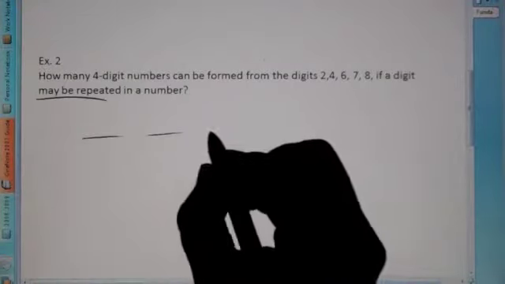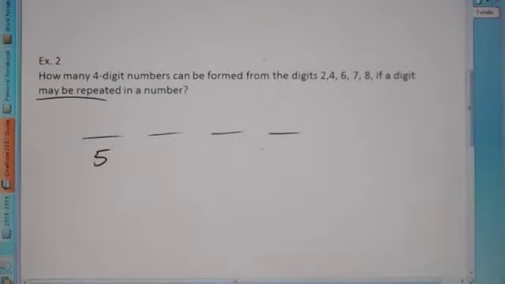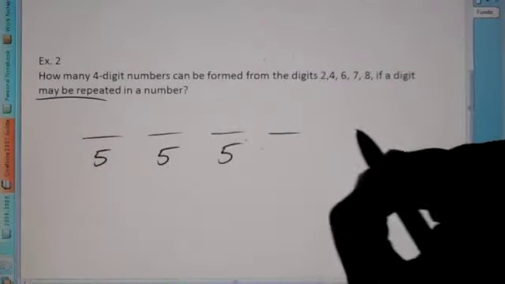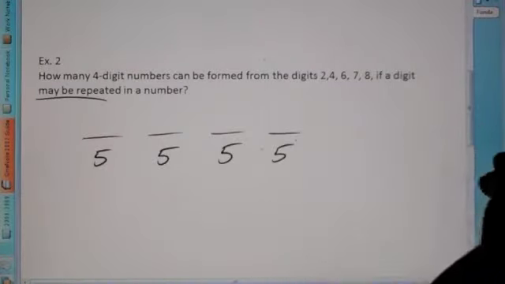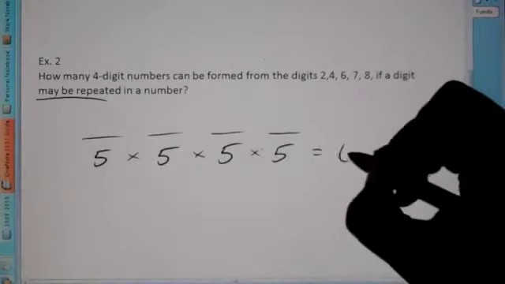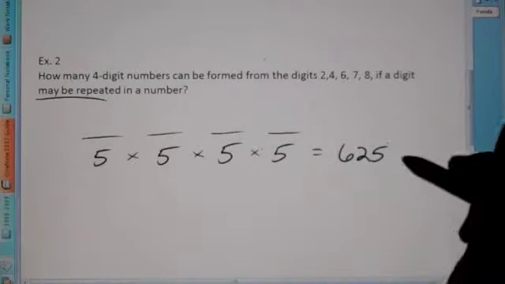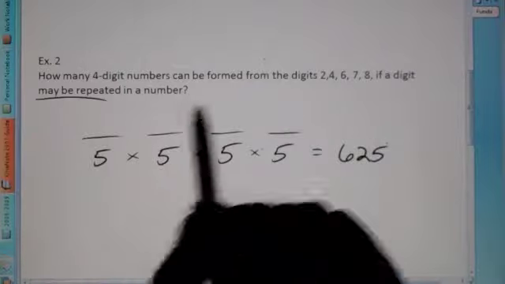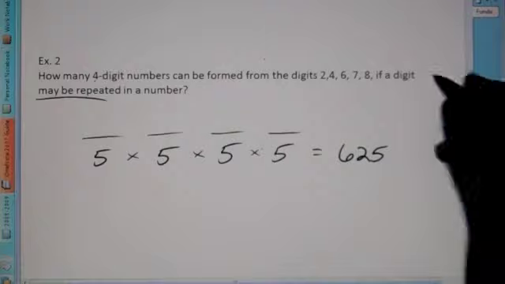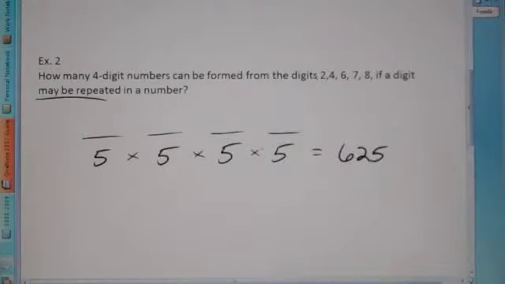So we have these 4 spots. Here we have 5 options for the first number. But again, it can be repeated, so we still have 5 options for the second, 5 options for the third, and 5 options for the fourth. Again, we multiply these together and end up with 625 numbers. There are 625 different combinations of these 5 numbers to make a 4-digit number. And since they can be repeated, you could get 2222. That could be our 4-digit number.